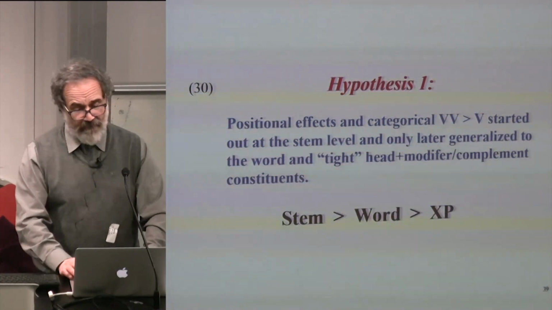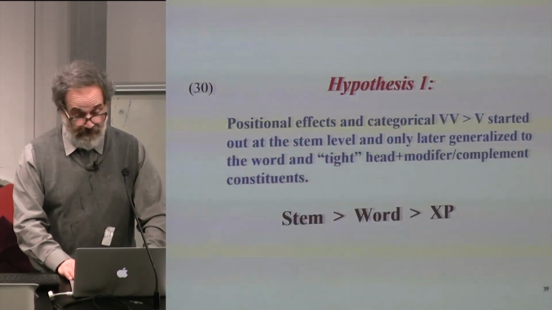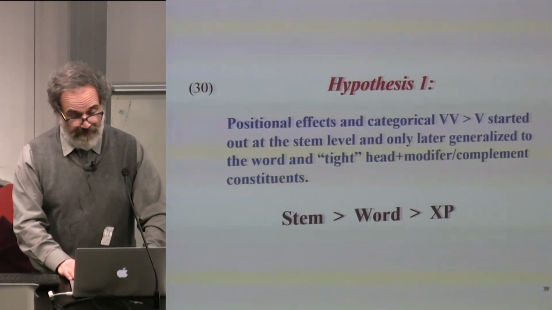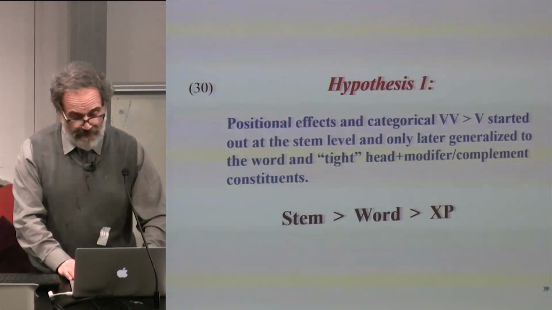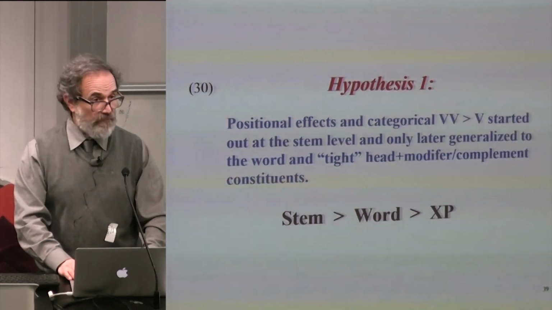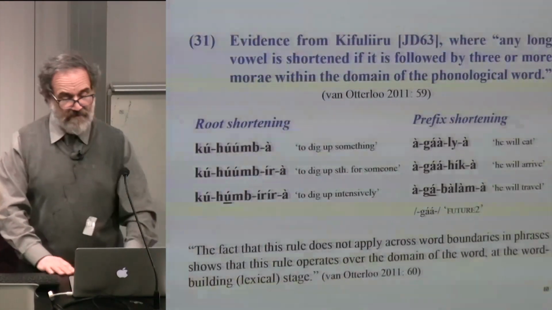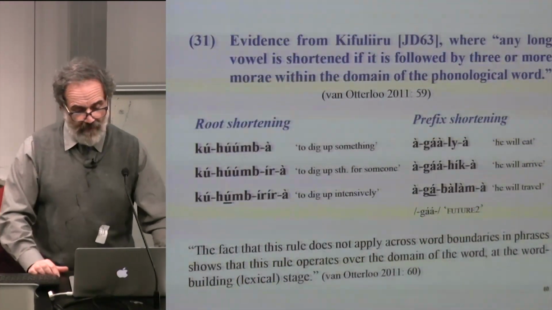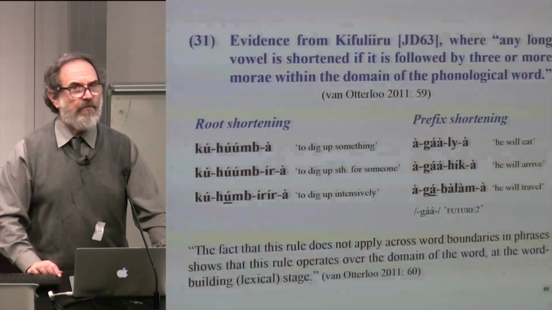So my first hypothesis is that positional effects and categorical shortening of long vowels to short vowels started out at the stem level, that is, didn't hit prefixes, and only later generalized to the word, taking in the prefixes, and then to tight head plus modifier or complement constituents. So stem shortening generalized to word shortening, generalized to XP shortening. I'll give you two pieces of evidence. One from Kifuliru, where, quote, any long vowel is shortened if it is followed by three or more morae, within the domain of the phonological word.